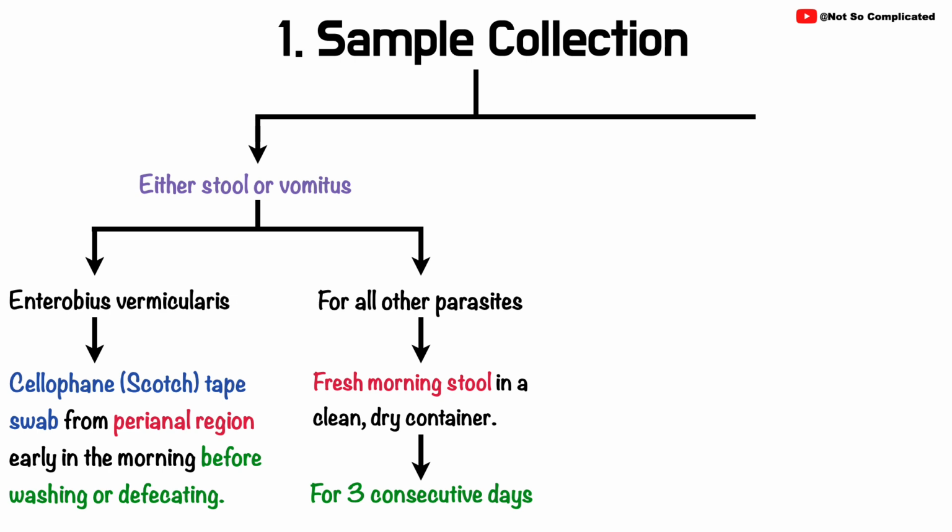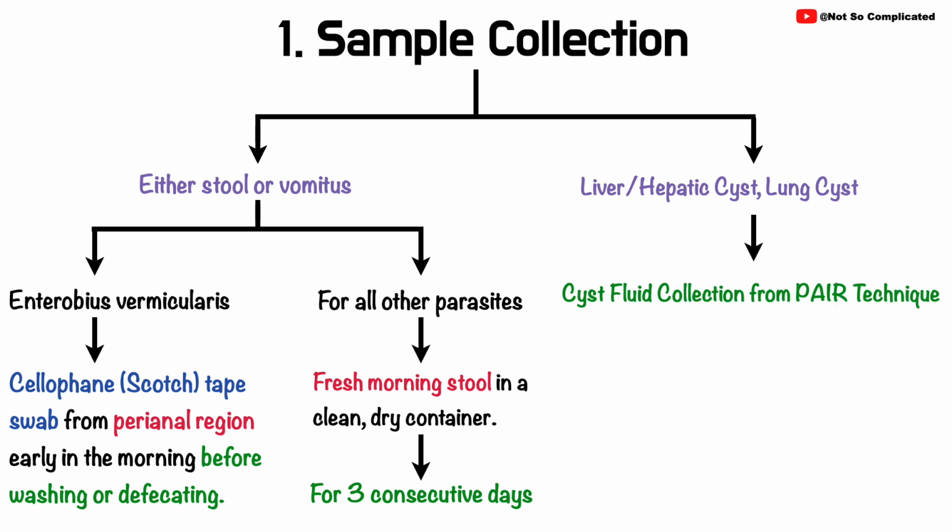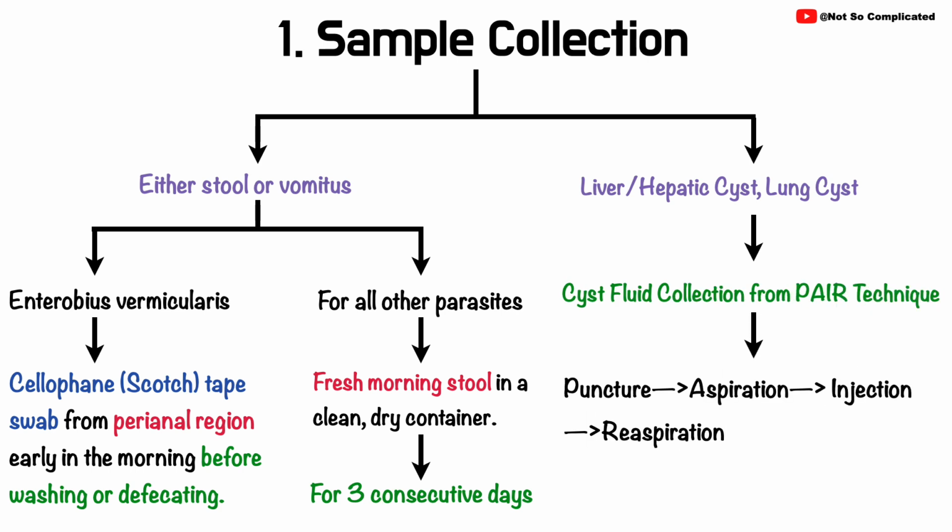But in Enterobius vermicularis we do the perianal region swabbing, and that is the sample for us, right? In liver or hepatic cyst we do the cystic fluid collection by the PAIR technique, and PAIR is puncture, aspiration, injection, followed by re-aspiration, and ultrasound or CT findings are diagnostic in these hepatic cyst or liver cystic cases, right? So this is how we do the sample collection.